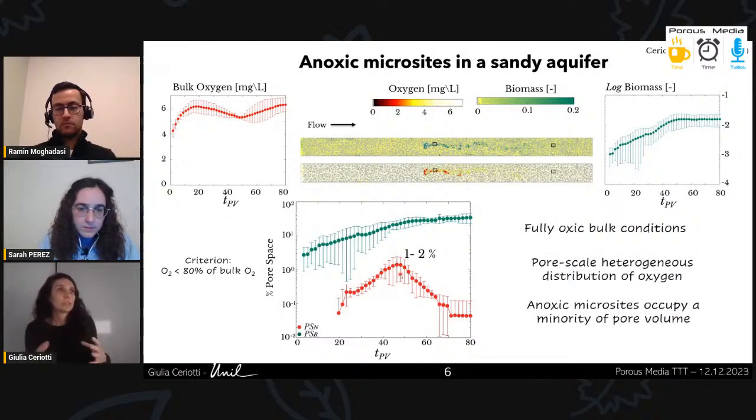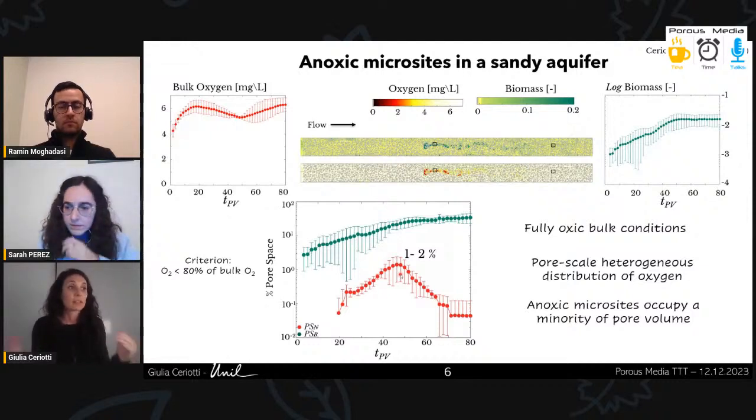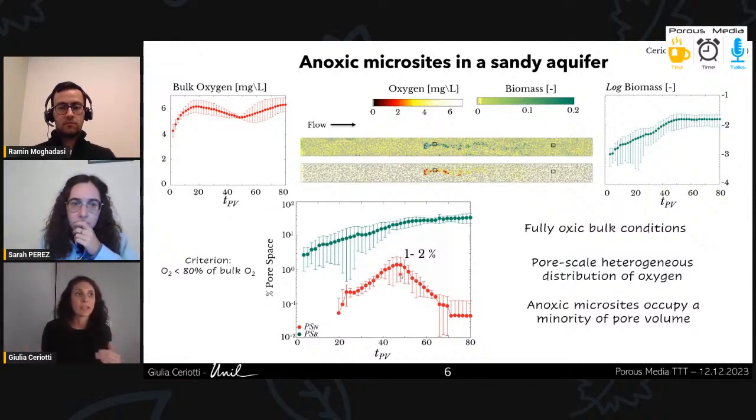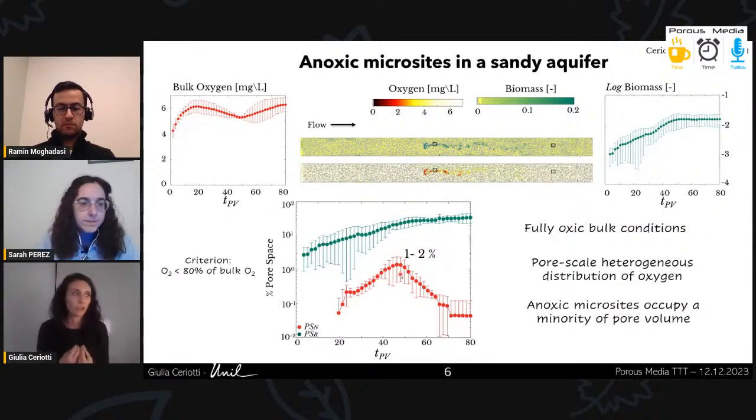So overall, this approach that we used is capturing the salient feature of what was postulated in the environment. We have a fully oxic system that can still sustain some pore-scale heterogeneous distribution of oxygen, and where anoxic microsites cannot be detected by bulk measurements because they occupy just a minority of the pore space.